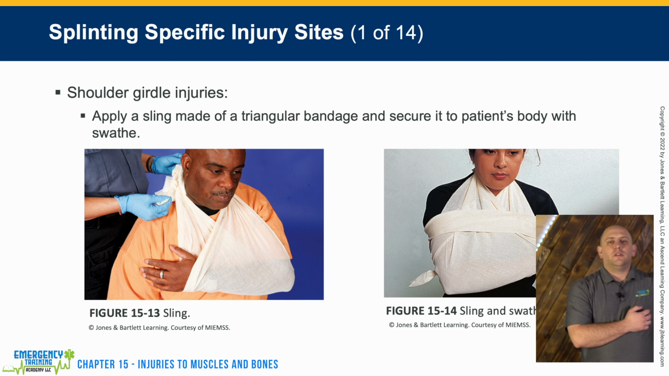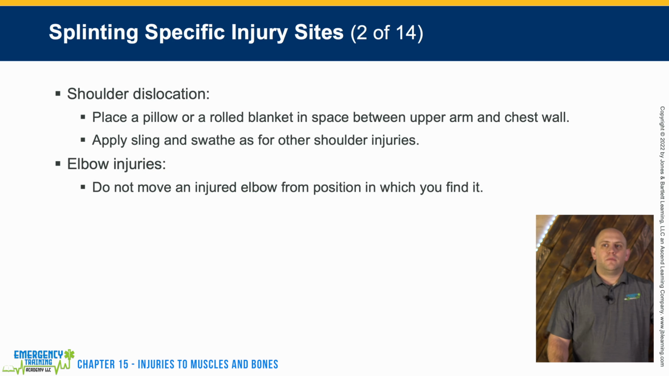And then we want to wrap another one around. We call that a swath, just to make sure that the arm isn't going to rotate out and cause any further injury to that shoulder girdle. We would do this if we had any shoulder dislocations.